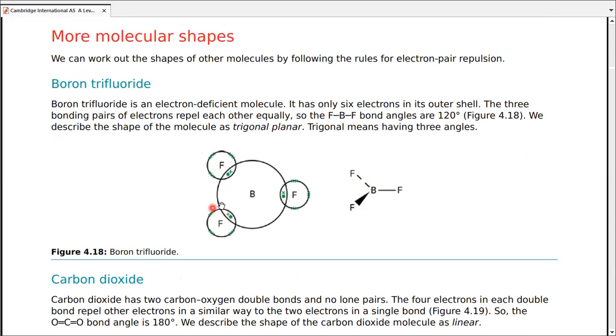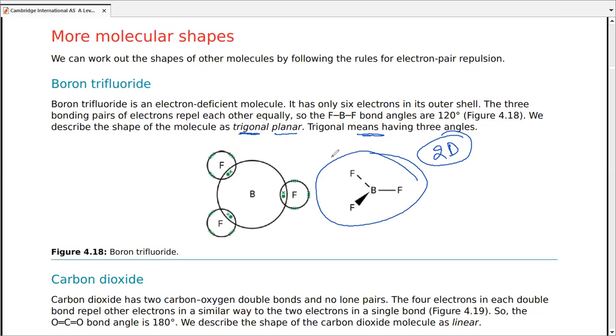Boron trifluoride is actually an electron deficient molecule. We have already studied that. The FBF bond angle is 120 degrees, and this is trigonal or triangular planar. We use both words, trigonal or triangular. And if the structure can be drawn in a 2D shape, remember, we're going to use the word planar. Planar means the structure can be drawn on a plane, and it can be explained in 2 dimensions easily, though the structure may have a 3rd dimension shown.